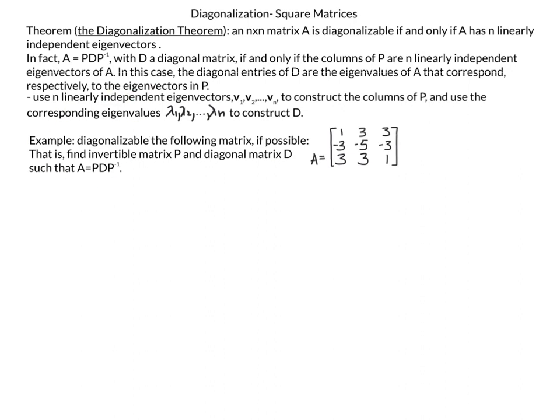We want to diagonalize the following matrix if possible. That is, we want to find the invertible matrix P and the diagonal matrix D such that A is similar to that diagonal matrix D, where A is equal to the matrix with column vectors 1, negative 3, 3, 3, negative 5, 3, and 3, negative 3, 1.